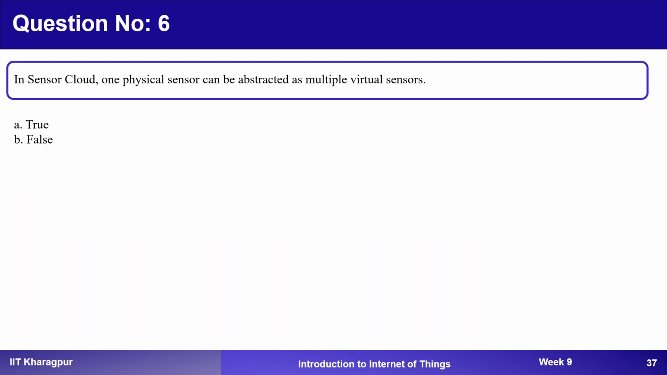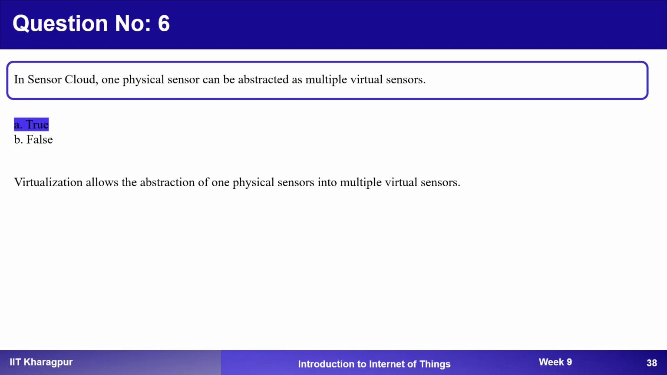Now next question. In sensor cloud, one physical sensor can be abstracted as multiple virtual sensors. State whether this statement is true or false. This statement is true, because in sensor cloud, virtualization is the basic concept which is used. Virtualization allows the abstraction of one physical sensor into multiple virtual sensors.